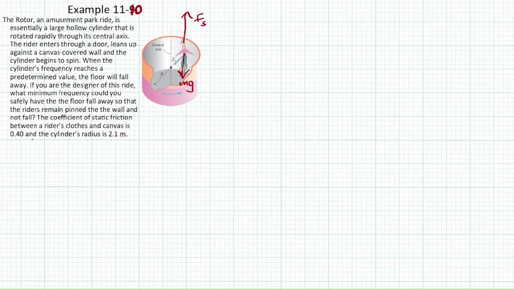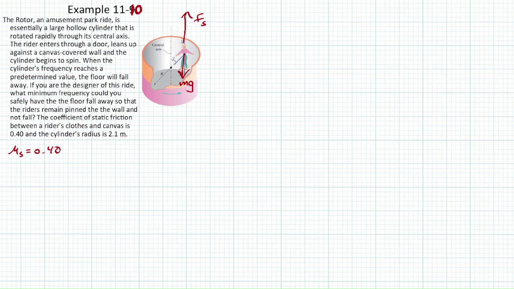The coefficient of static friction. That's going to be important. Because think about it for a minute. If there was a very little coefficient of static friction, if some prankster came in before you went on this ride and sprayed the walls with, I don't know, WD-40 or grease, it would be a lot harder for you to stick to the wall. You'd probably slide right down. So this is going to be important.